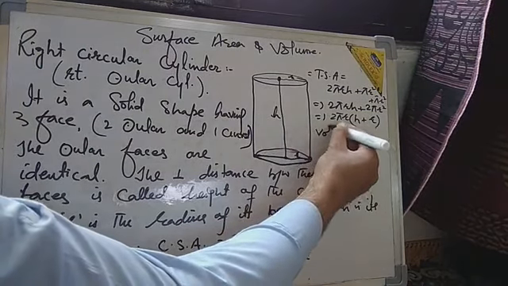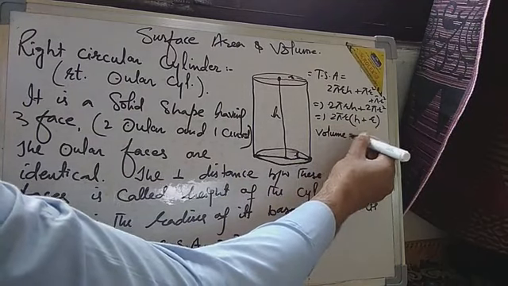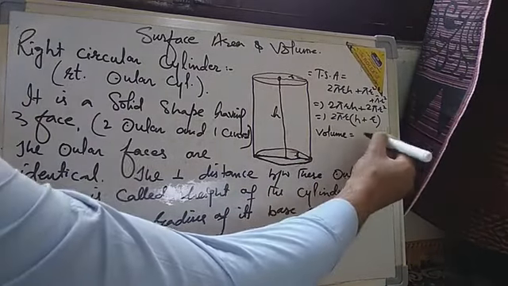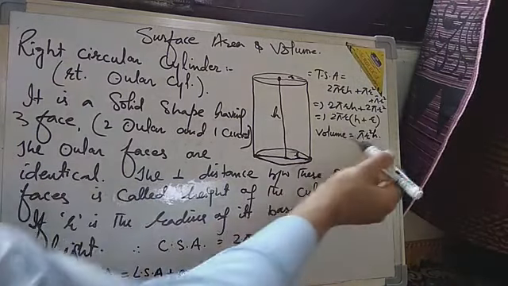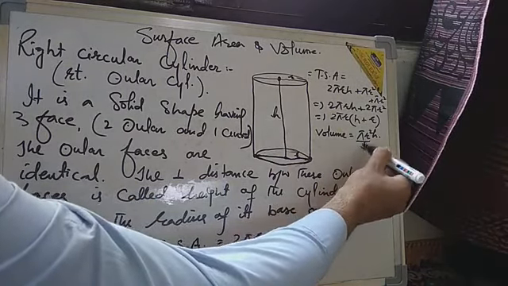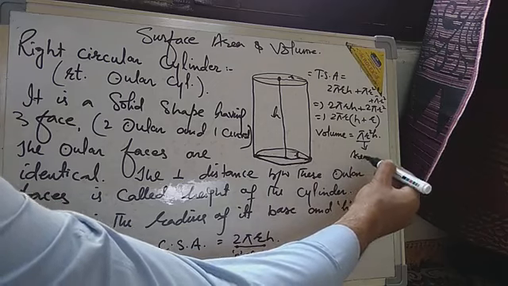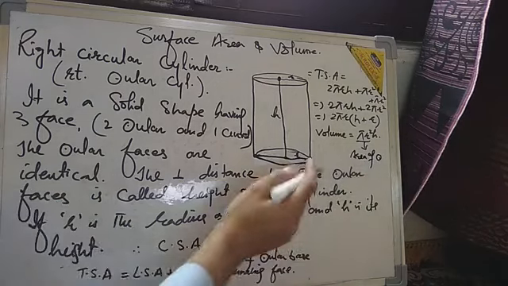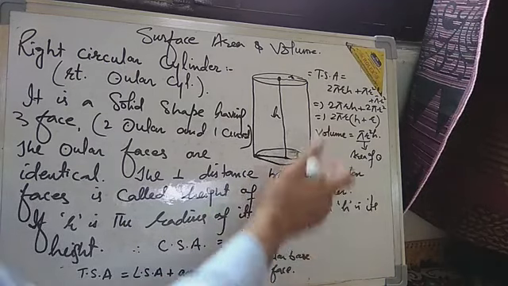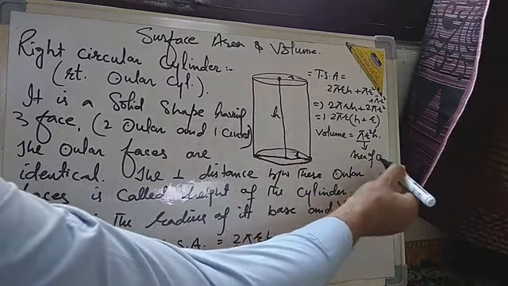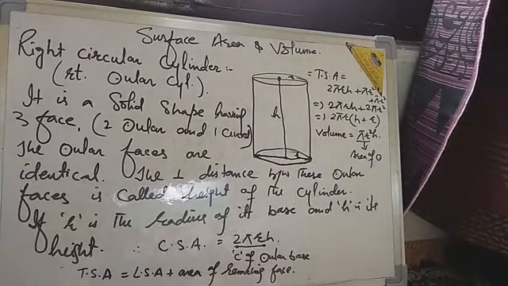Last but not least, volume. The volume of a cylinder formula is pi r square h. If you think for some time, pi r square means the area of a circle. So this is the area of the circular base. When this area of the circular base is multiplied by the height, we get the volume of the cylinder. This is all about the right circular cylinder.